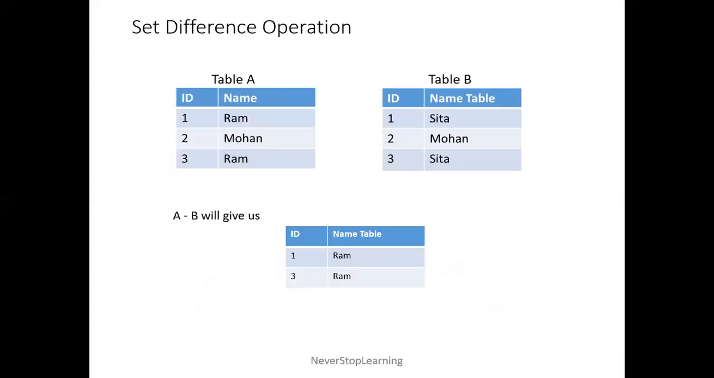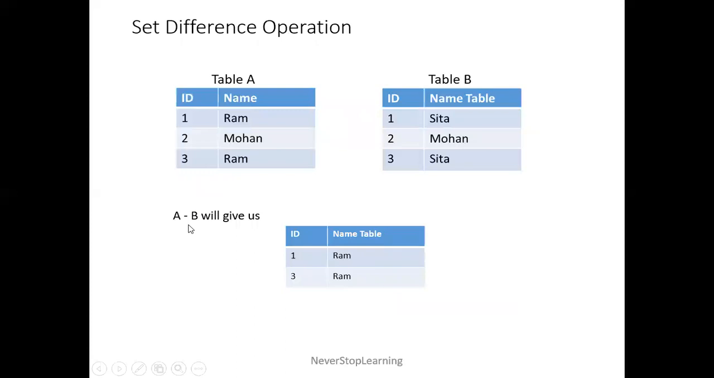Here, as you can see, for showing set difference, I have used two tables, table A and table B. Now, let's understand with the help of these tables. As you can see in table A, we have ID and name, where ID is taking integer values and name is taking character or string values. Table B also has ID and name, where ID is taking integer values and name is taking string values.